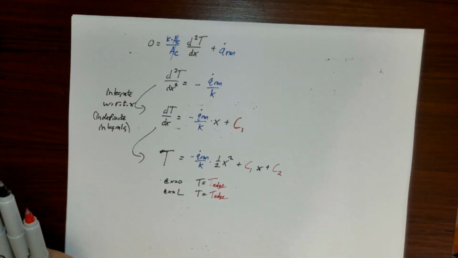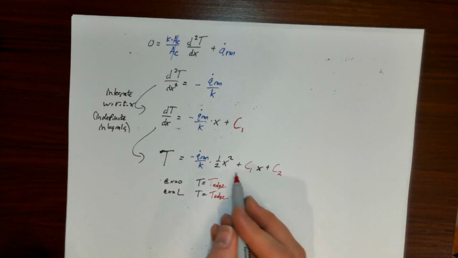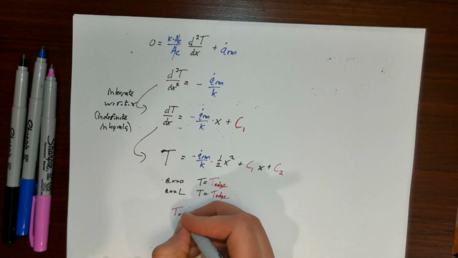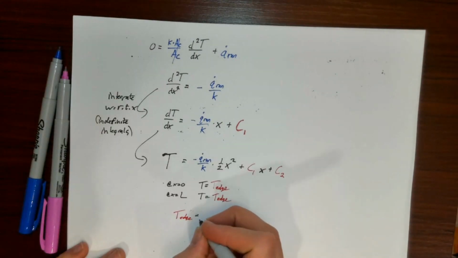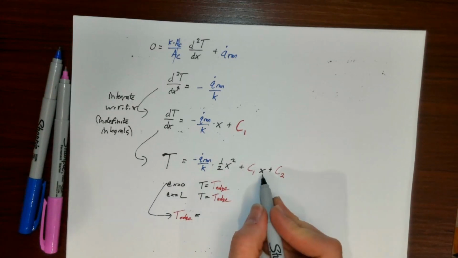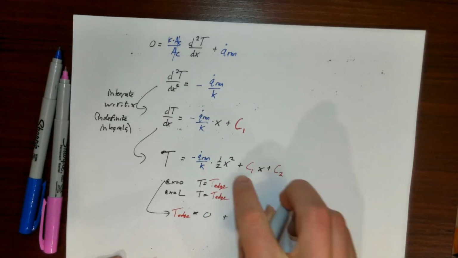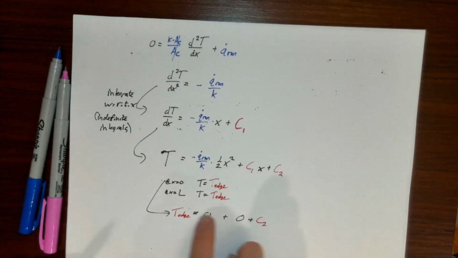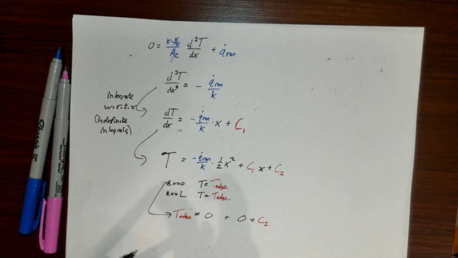So what might that look like? I can plug it in right here. Let's do this first one first. T edge is equal to, I can plug in 0, so x equals 0, plus C2. Great, so we can see pretty readily that T edge is going to be equal to C2. So I could basically just plug that right in.